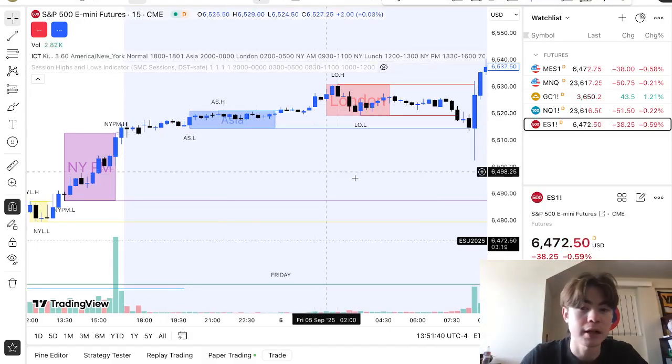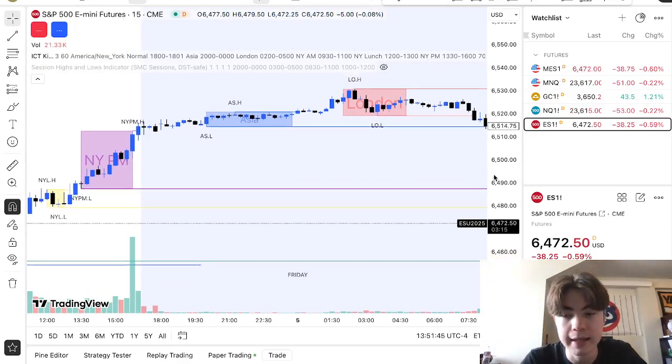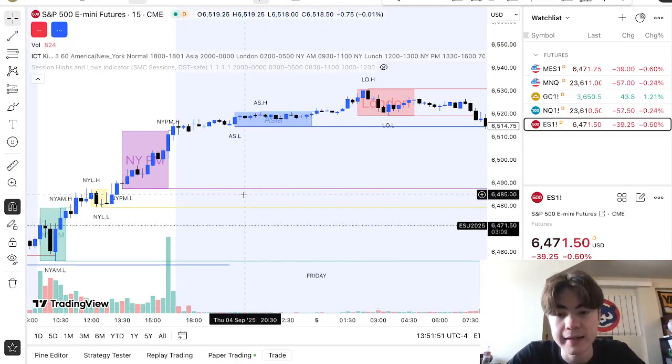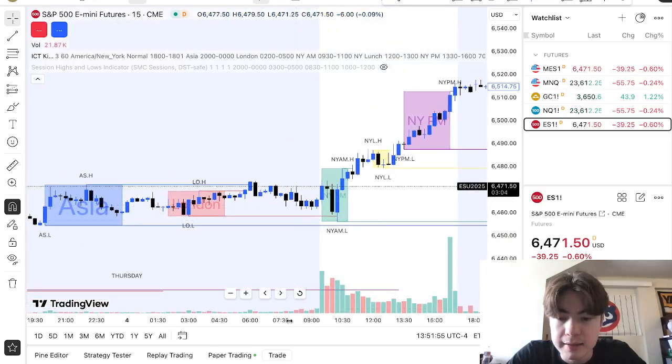incorrect. The sessions are not accurately drawn out, but this one is correct, and I confirmed that by checking the hours of the sessions and checking another indicator that does the same thing, and they both lined up perfectly. Basically, this indicator is accurate for sessions and the highs and lows of those sessions. So let me explain this to you guys.